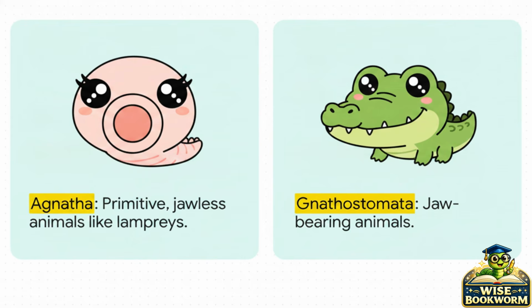On one side, you have the agnatha. These are primitive, jawless vertebrates, like lampreys, that survive as blood-sucking ectoparasites on other fish. Pretty wild, right? But on the other side is a massive evolutionary upgrade, gnathostomata. These are the jaw-bearing animals perfectly equipped to actively hunt and dominate their ecosystems.